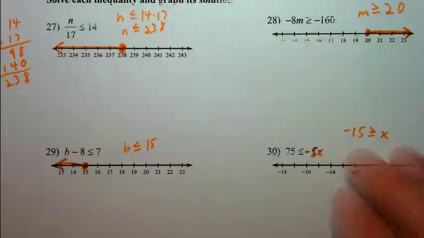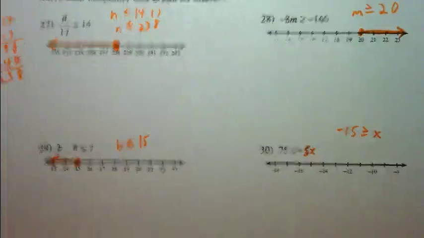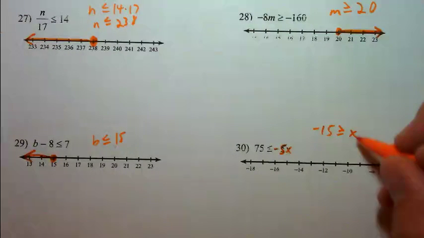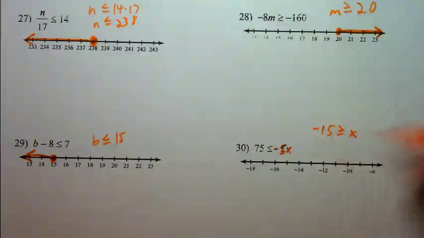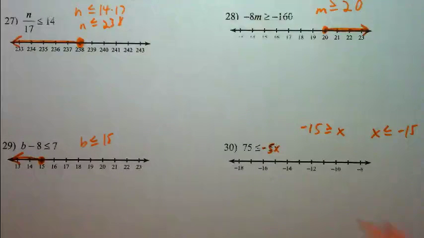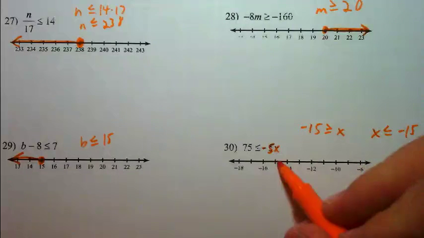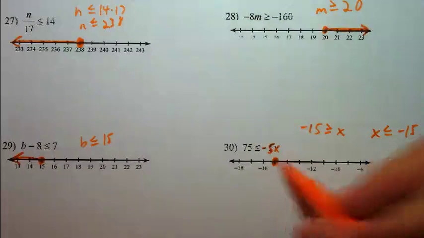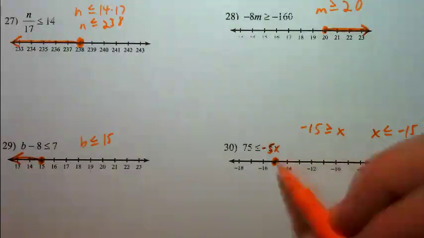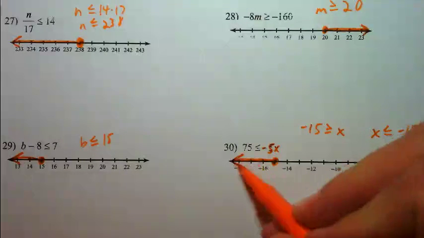However, we also can't leave it like that, because in order to read it and graph it correctly, we need to have the x listed first. So I'm going to flip this whole thing and say it as x is less than or equal to negative 15. So now we can graph that at negative 15, closed circle. Again, everything less than or equal to, so everything going in that direction.